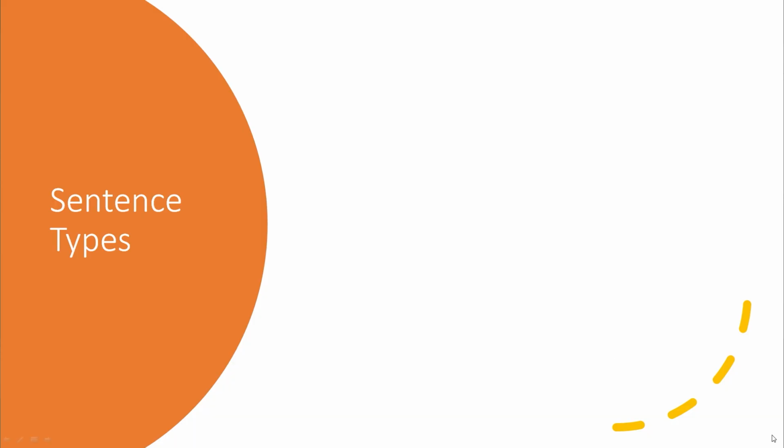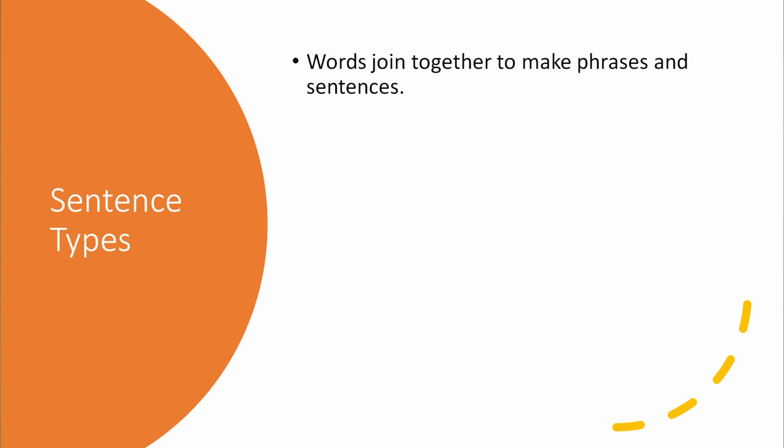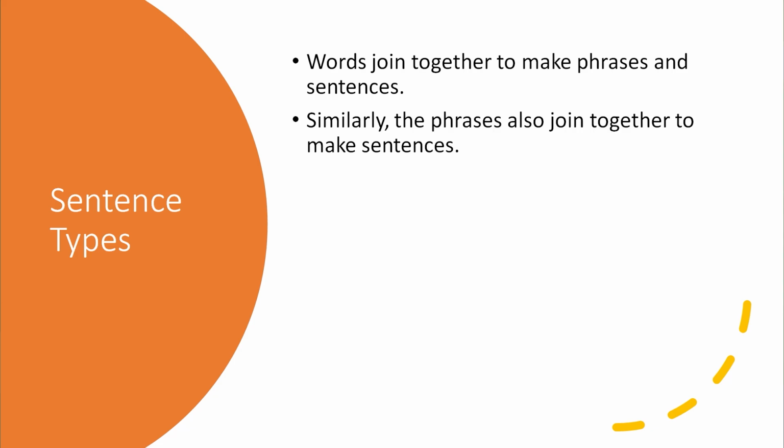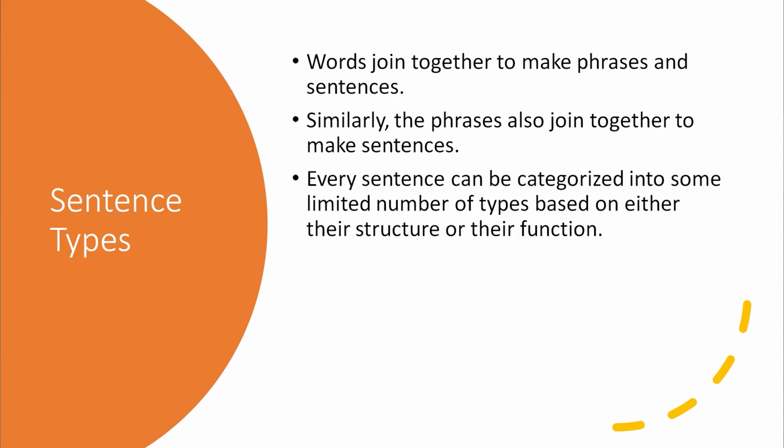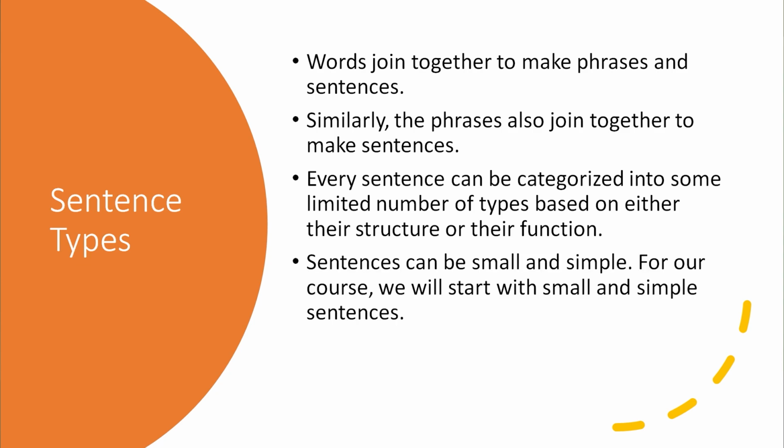So, what are sentence types? Words joined together make phrases and sentences. Similarly, phrases also join together to make sentences. Every sentence can be categorized into some limited number of types based on either their structure or their function. Sentences can be small and simple. For our course, we will start with small and simple sentences, and while we do so, we will put more focus on function than structure.